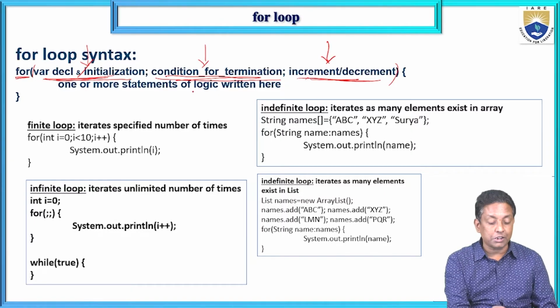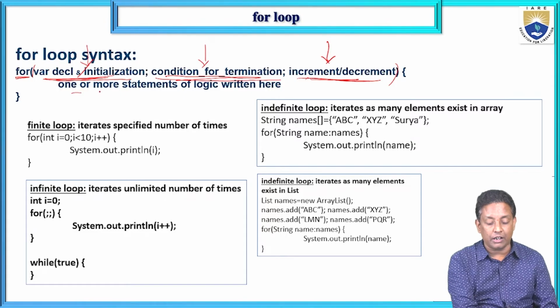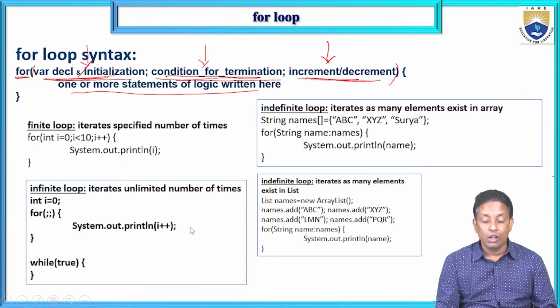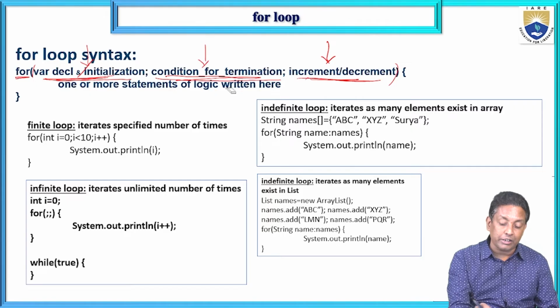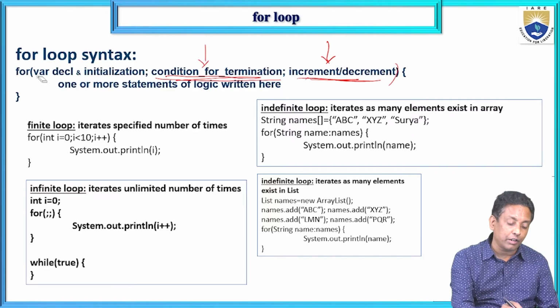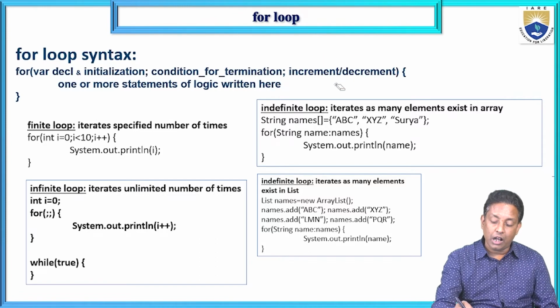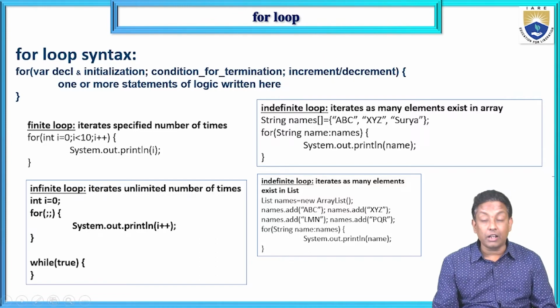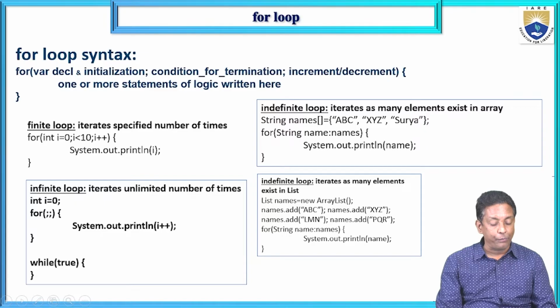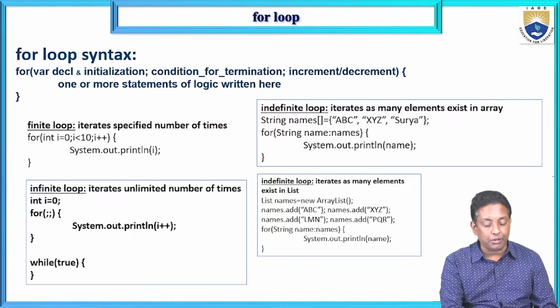So close the flower braces. In these flower braces, we need to write the for loop logic. So we can write n number of lines of code in this for loop. Let's see with a small example how a definite for loop can be executed using a finite for loop. A finite loop iterates a specific number of times.